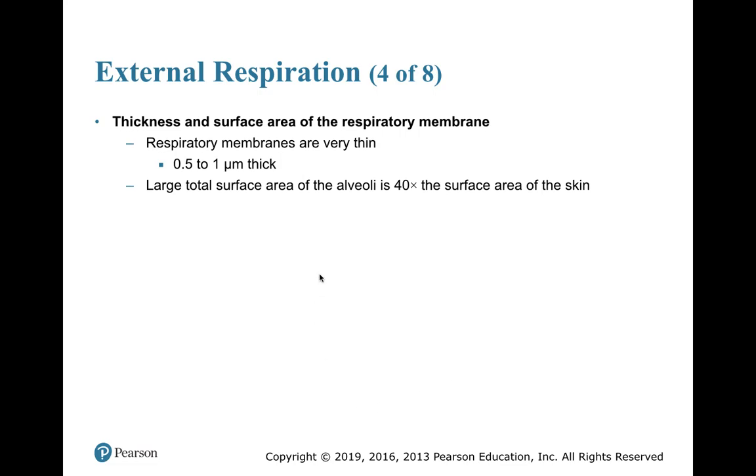So the thickness and the surface area of the respiratory membrane also play a role. Respiratory membranes are generally very thin, between 1/2 and 1 micron, which is very, very small. Total surface area is 40 times the surface area of the skin. So you have 40 times more surface area in your lungs than you have on the entire outside of your body because of the way the lungs are put together and that branching tree and the alveoli in them.